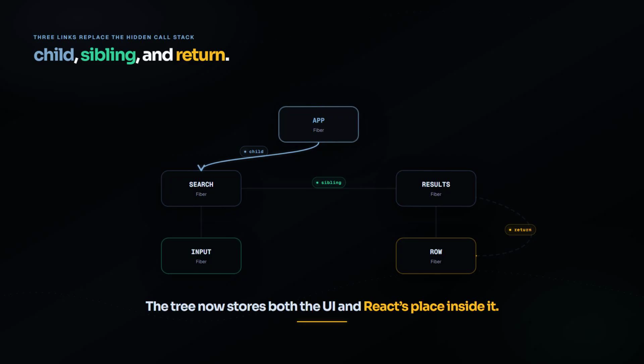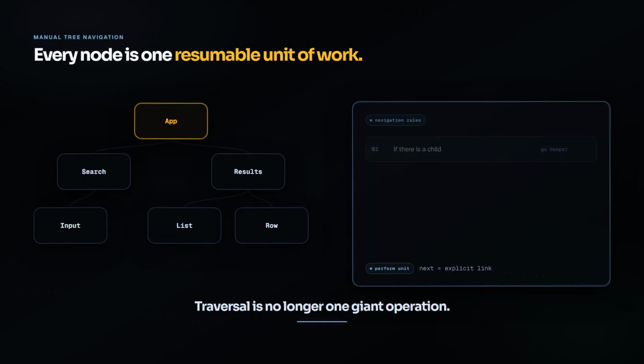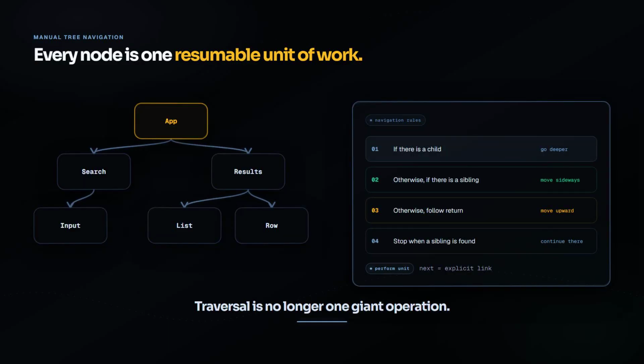So every fiber node needs to contain enough information to help React manually navigate the tree without recursion. For that, every fiber node mainly has three important links: the child link, the sibling link, and the return link. The child link tells React where it needs to go deeper, the sibling link tells React what needs to be processed next on the same level, and the return link points back to the parent.